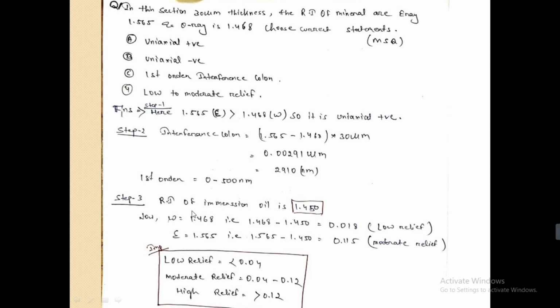Now the refractive index of emulsion oil is 1.450. You have to remember this. Now in this case omega, that is 1.468, we have to subtract the refractive index of the immersion liquid from it. So that is 0.018, that is low relief. Similarly, epsilon's refractive index is given as 1.565, we have to subtract the refractive index of the immersion oil from it. The answer is 0.115, that is moderate relief. You have to remember this for low relief and moderate relief. Now the perfect answer is uniaxial positive and low to moderate relief.